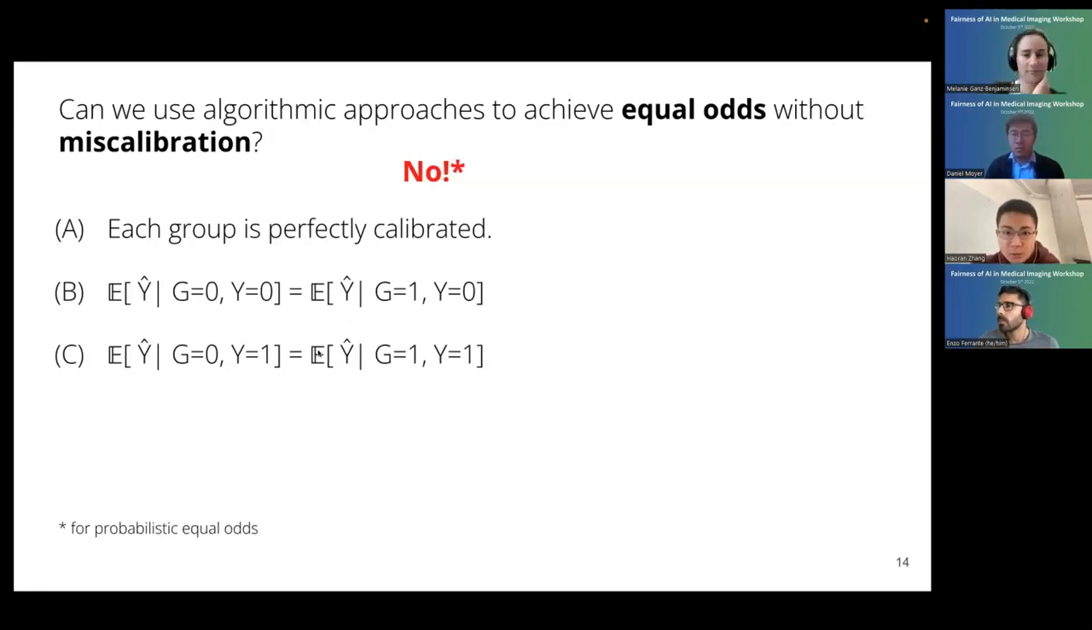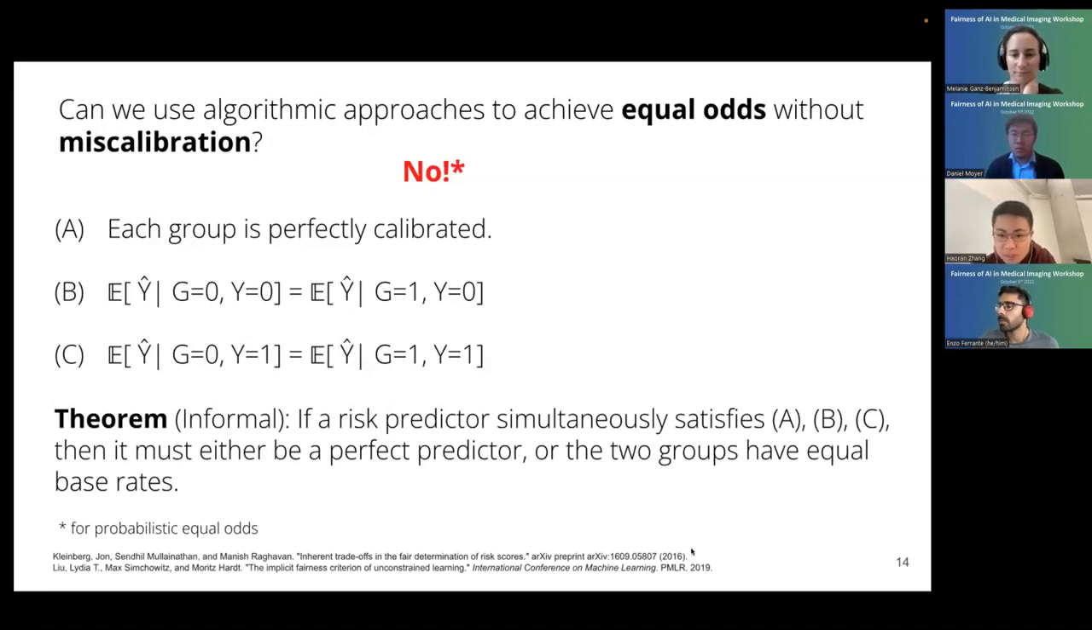Okay, now we use a theorem from prior work, originally proposed in this paper and refined in this paper, which shows that basically, if a risk score simultaneously satisfies these three properties, it must be either a perfect predictor, that is a predictor with 100% accuracy, or the two groups have the same base rate. So given that we observe different base rates in no finding prediction between the two groups, and our predictor is definitely not perfect, it's impossible to have a predictor that achieves these three properties at once. And this is from the theory. There's a mathematical proof for this in this paper.